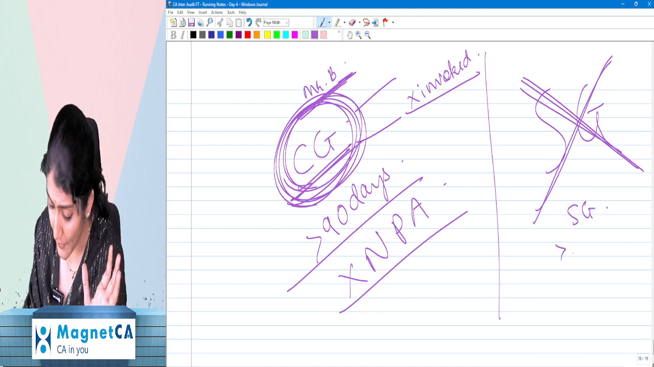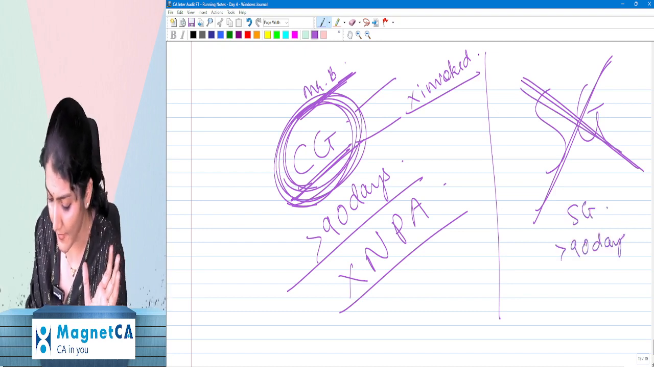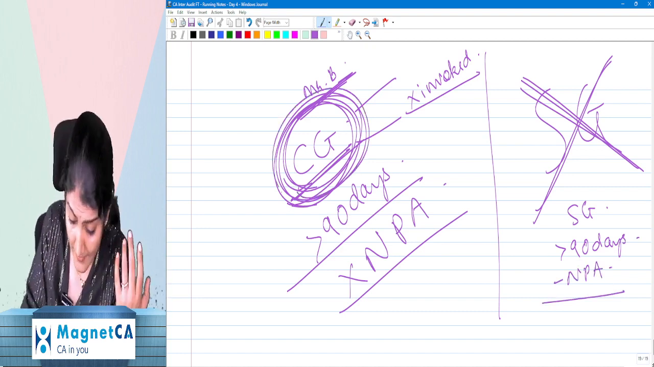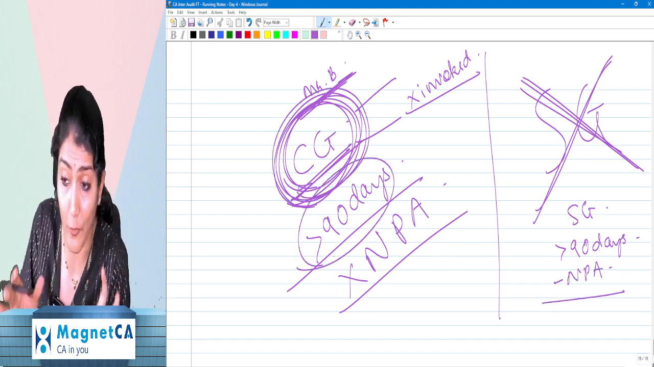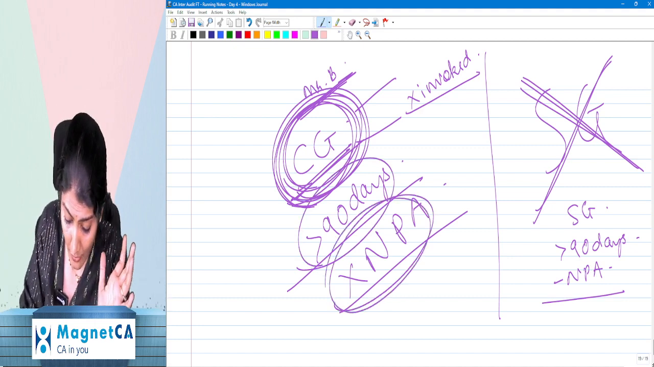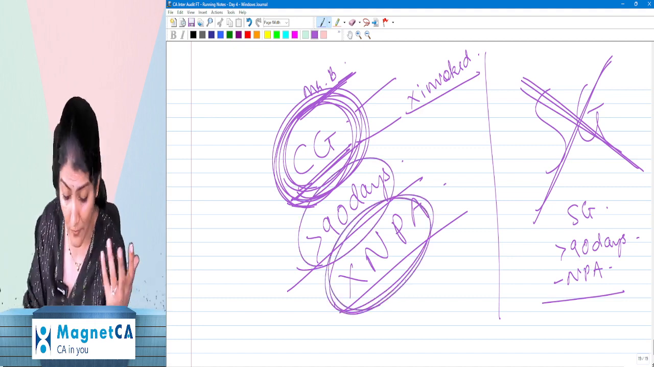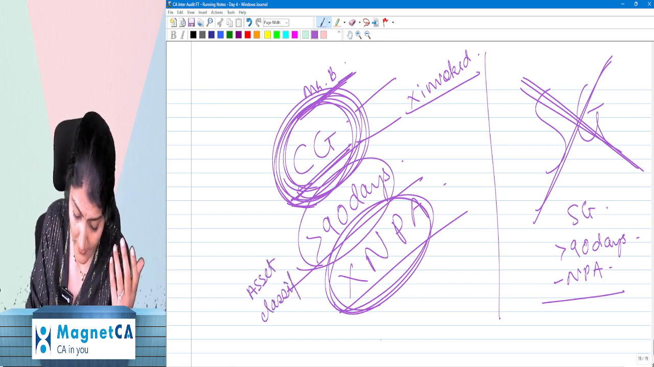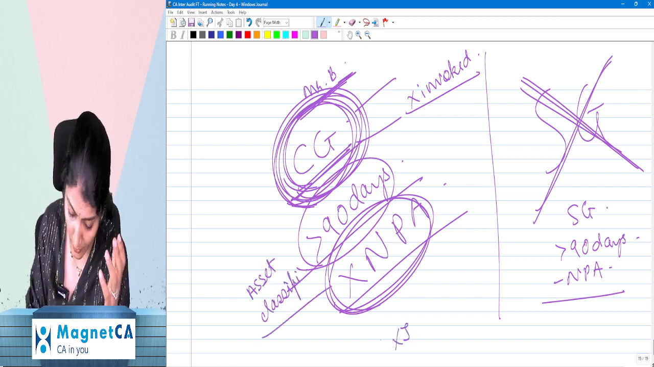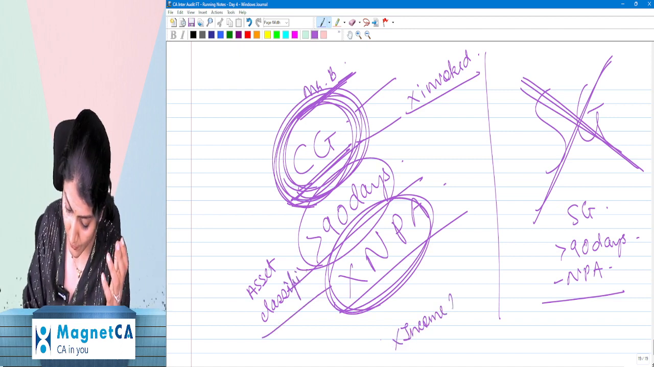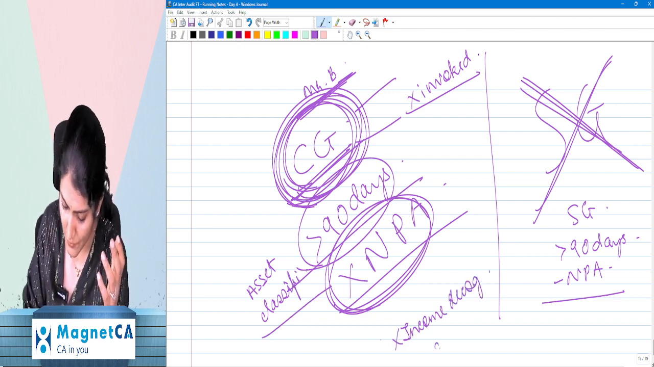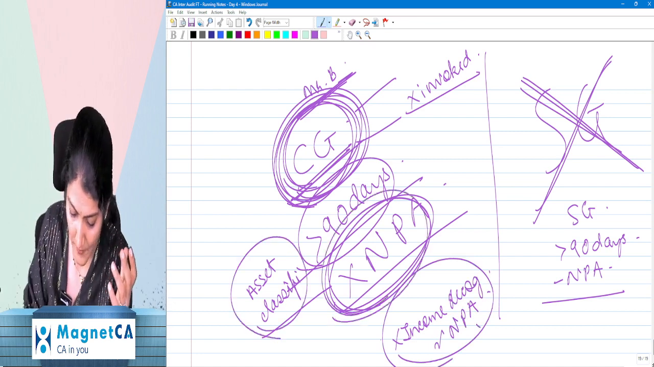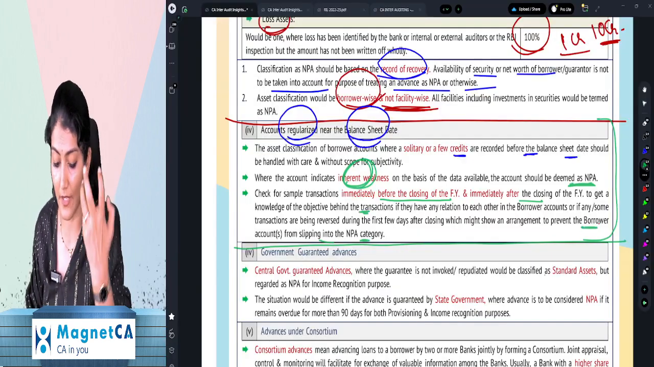State government guaranteed advance overdue for more than 90 days, chalo, you become an NPA. Right? But central government guaranteed advances, it says even though overdue for more than 90 days, need not be treated as an NPA. But this will apply only to the asset classification. Will it apply to the income recognition? No, it will not apply to the income recognition. For income recognition purpose, it is to be considered as an NPA. Only for asset classification purpose, it will not be considered to be an NPA.